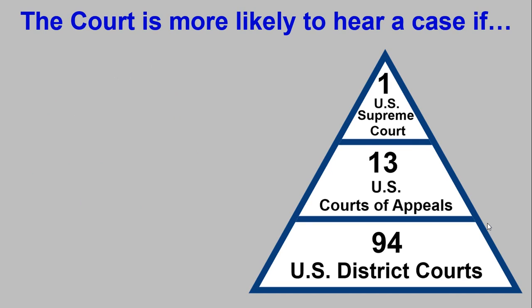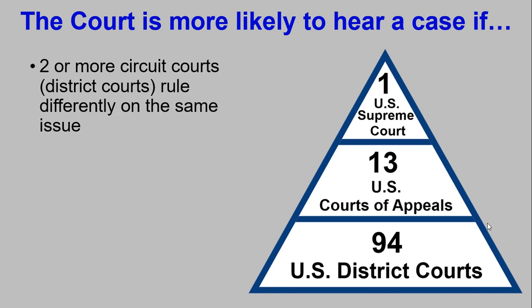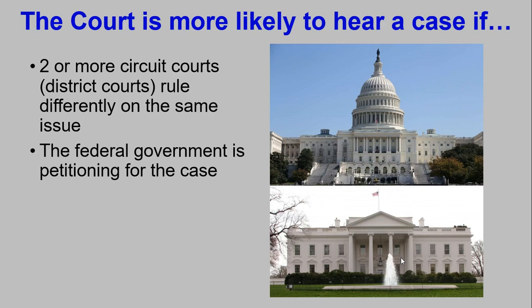Well, the Supreme Court is more likely to hear a case if these conditions are met. Number one, if two or more of the circuit courts, these district courts, they're AKA circuit courts, disagree. So, like if a court in New York said yes and a court in California said no about the same issue, well, the Supreme Court is going to be much more likely to hear that case because you can't have a situation where something is legal on a federal level in one part of the country and not in another part of the country. So, the Supreme Court would definitely want to take a case where two different district courts made different rulings.